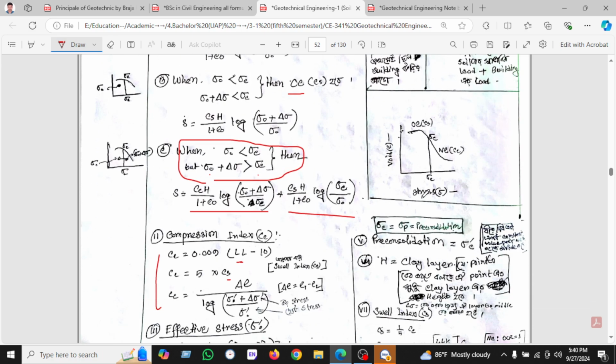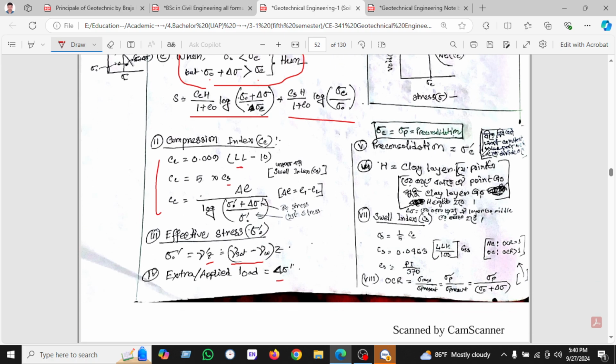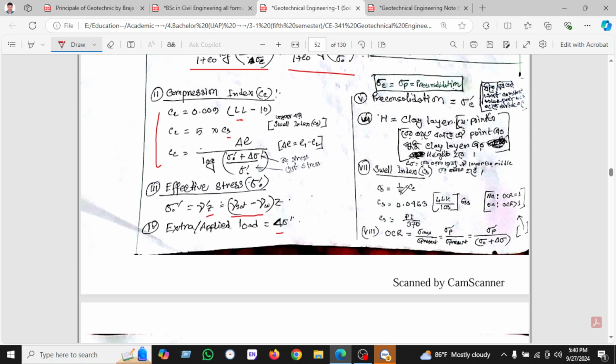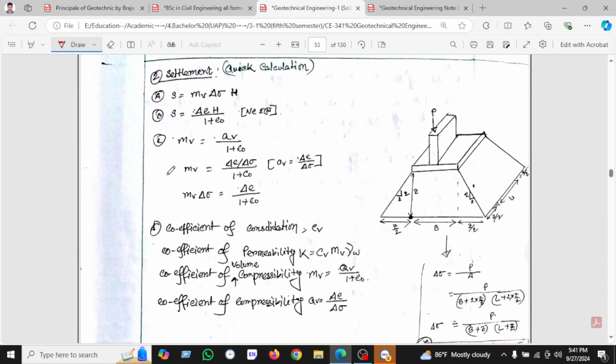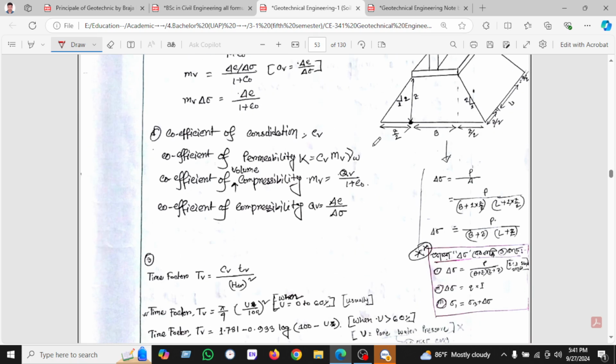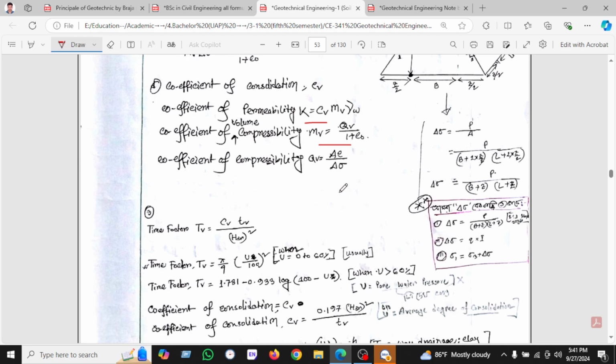We have shown here another curve. The pre-consolidation is sigma c, and H is the layer of the soil, and the swelling index we have already shown here. We can quickly calculate the settlement as equal to mv delta sigma H, equal to delta sigma H divided by 1 plus e, when normally consolidated, and mv equal to this formula. And the Cv, we can calculate here also.